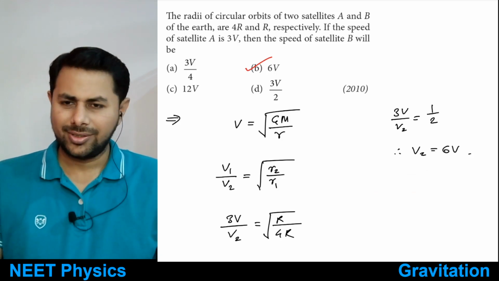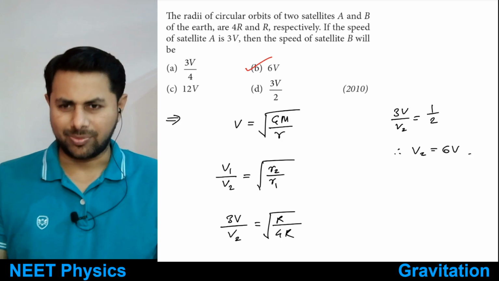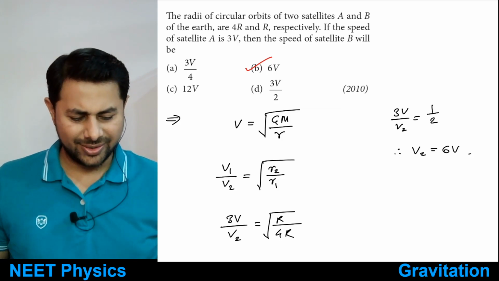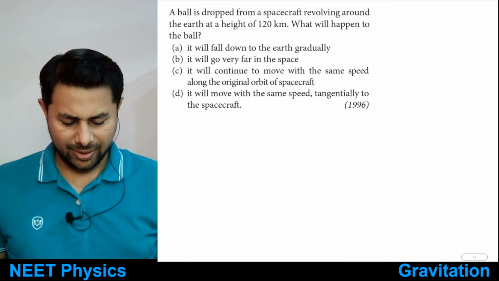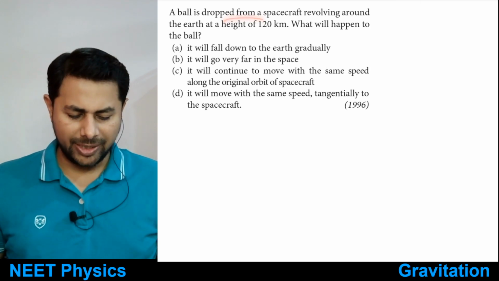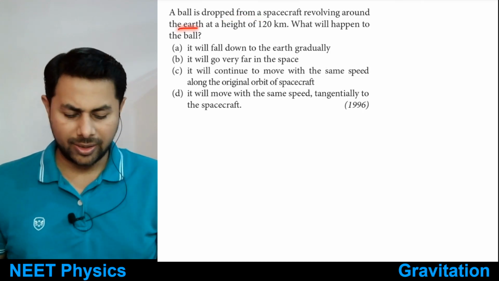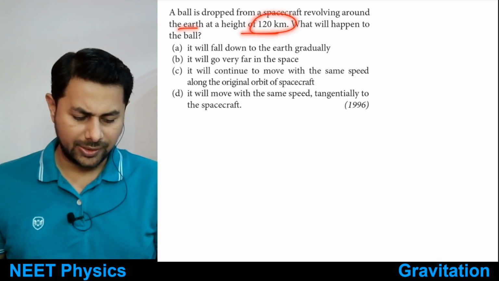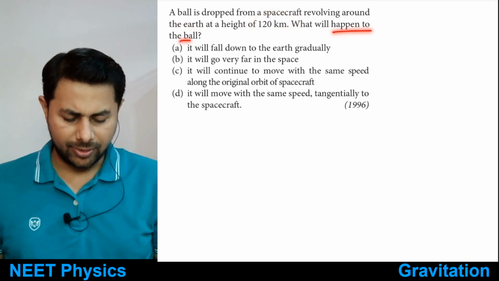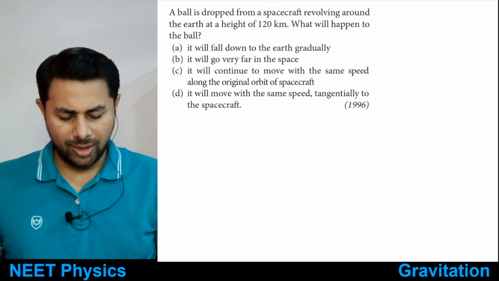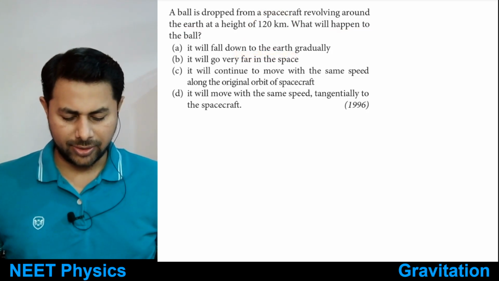Actually all questions are very simple, some are conceptual. Okay, let's see next one. A ball is dropped from a spacecraft revolving around the earth at a height of 120 kilometers. What will happen to the ball? It will fall down to earth gradually.